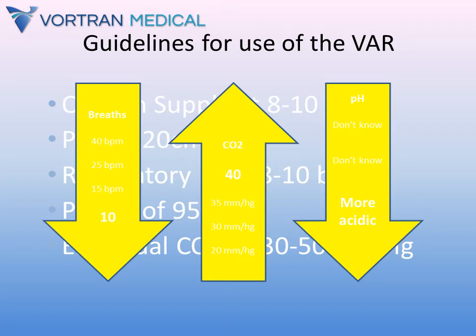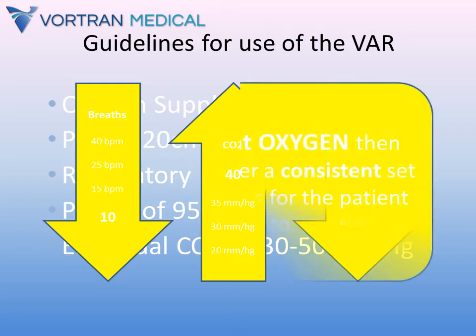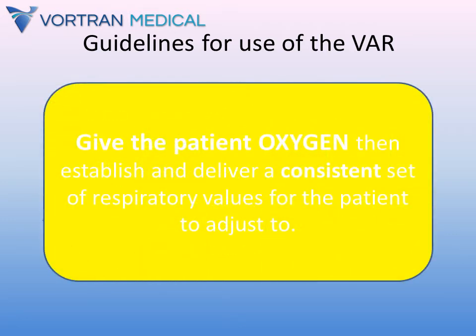What is the answer? First, make sure the patient has oxygen. Then, because you are blind to the other half of the ventilation equation, which is the pH balance, look at the other clinical signs and use your clinical judgment to establish a set of respiratory values for the body to adjust to and use the VAR's consistency to maintain them.